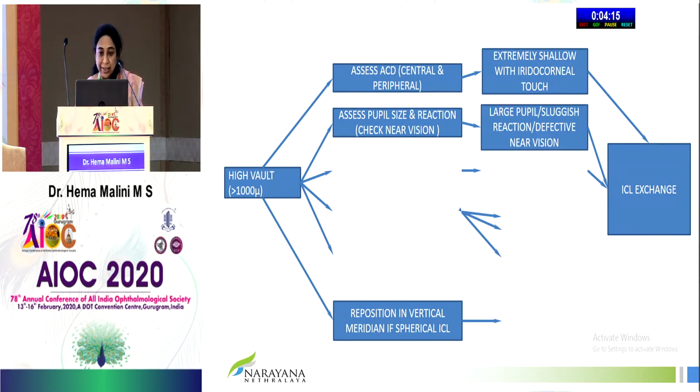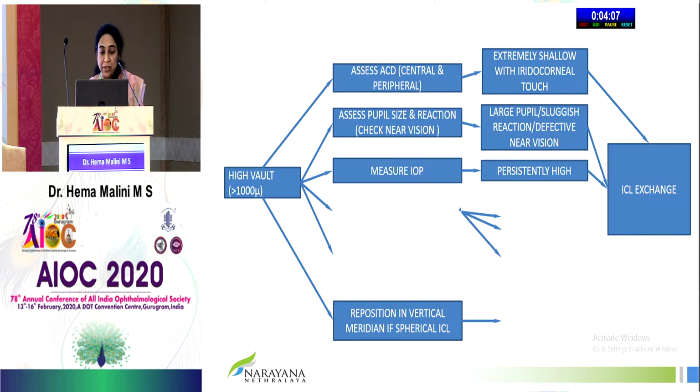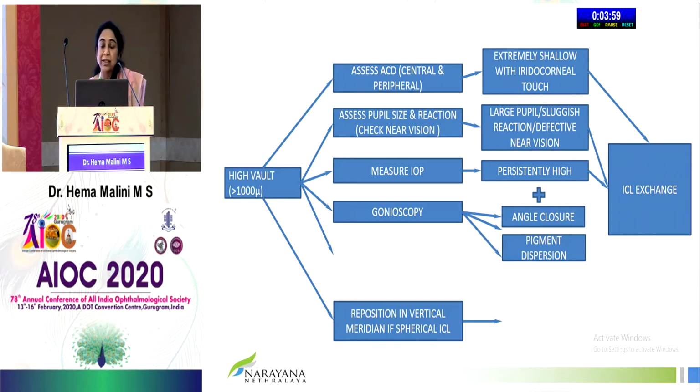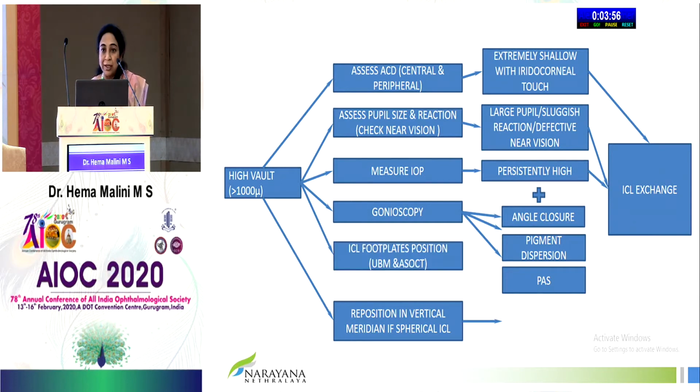So assess this, and in case of a large pupil or a defective near vision also, one needs to consider an ICL exchange. Next, measure the IOP. If it's persistently high despite AGM, along with that, you do a gonioscopy and you find that the angles are closed, or there is heavy pigment dispersion, or there is a PAS formation, then also plan for an ICL exchange.